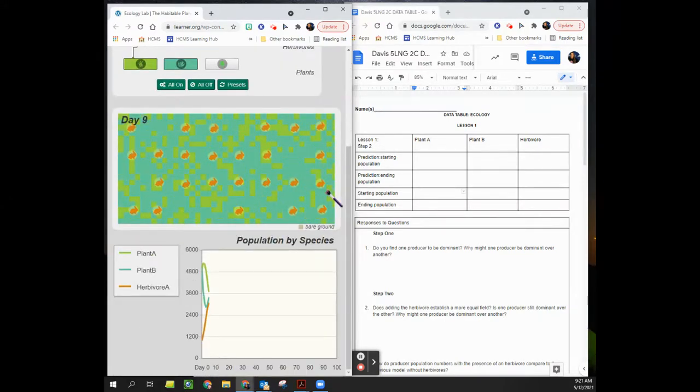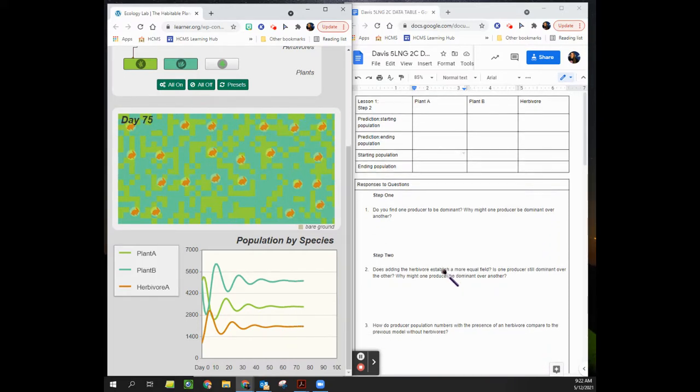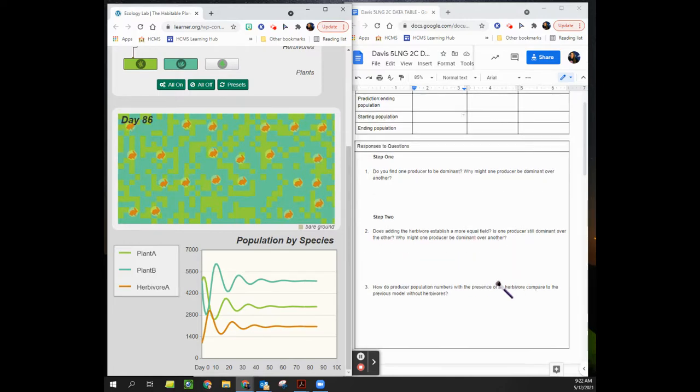Now I can also see how many of the plants are there, how many of that the herbivore are eating, and I'm going to calculate and put those in and write in the ending populations. Then I'm going to respond to these questions. Did you find one producer to be dominant? Take over, right? And if you don't know what any of the vocabulary words are, you just look those up. Why might one producer be dominant over another? Does adding the herbivore establish a more equal field?